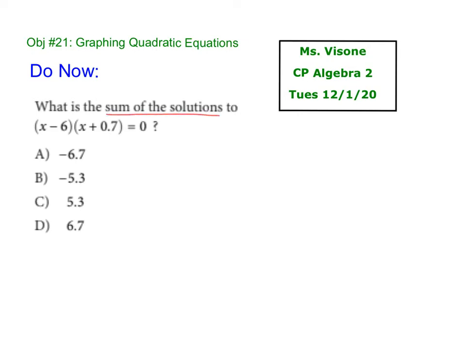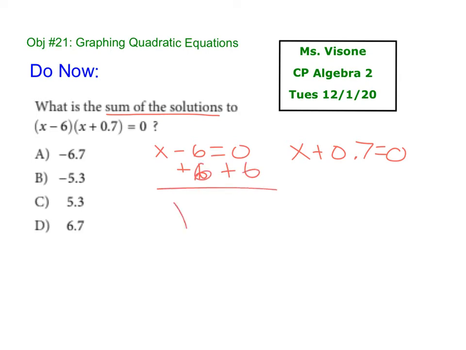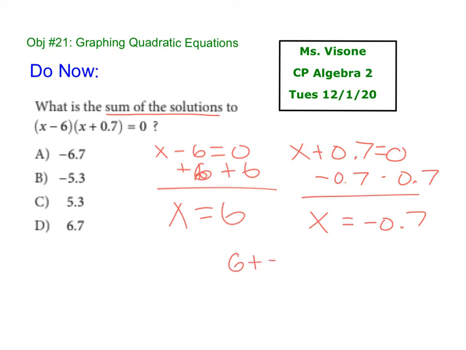So what are the solutions? For each of these, we set them equal to 0. Plus 6, plus 6. That's the saddest 6 I've ever seen. So we get x equals 6 minus 0.7. And we get x equals negative 0.7. So those are our two solutions. And then what's the sum of them? 6 plus negative 0.7 equals 5.3, which is C.